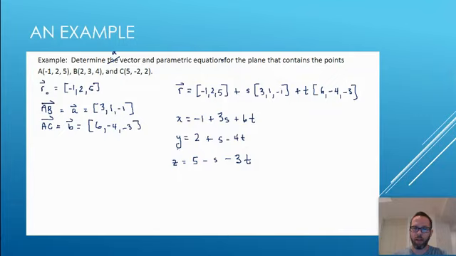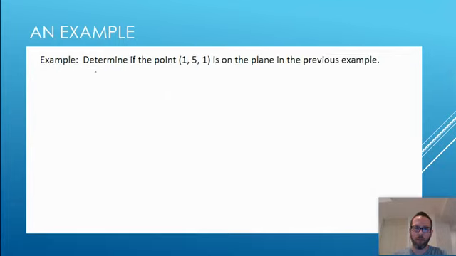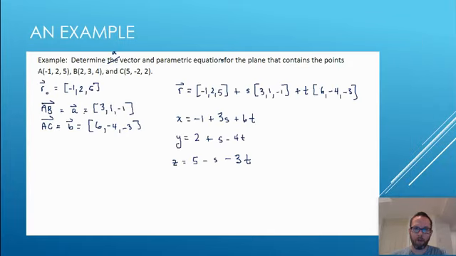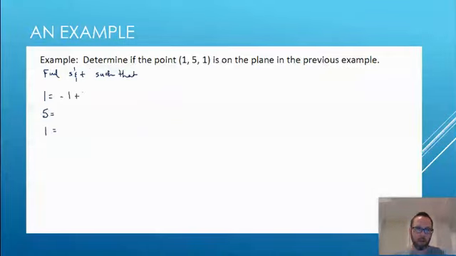So we're going to see if we get an s and t. We're going to find s and t such that we get 1, 5, and 1 on the left side of our parametric equations. So -1 plus 3s plus 6t.